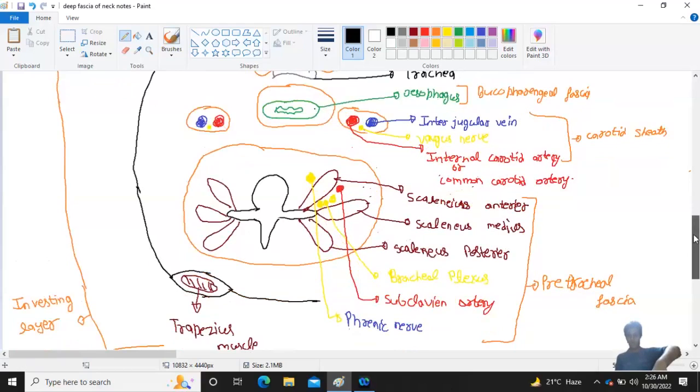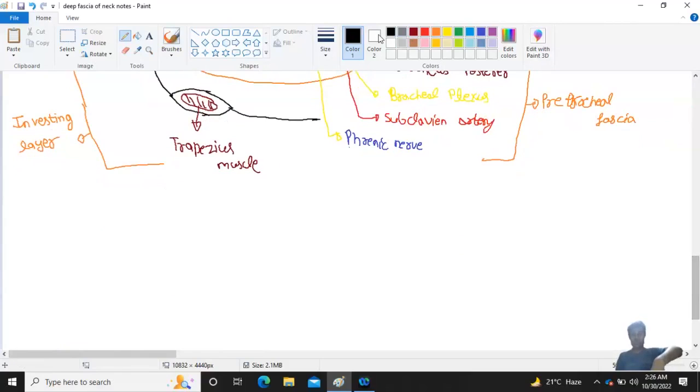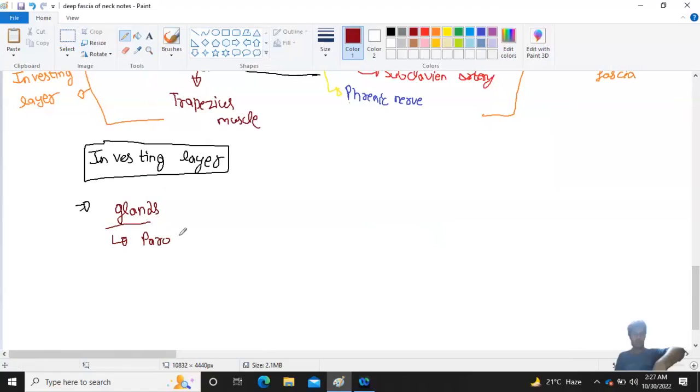Now we go to the investing layer. We have done the attachments and some spaces covered by it, spaces and glands. First, glands covered by the investing layer. It covers two glands. One is parotid, and the other is submandibular. Basically, these are the salivary glands. Done. So how does it cover?